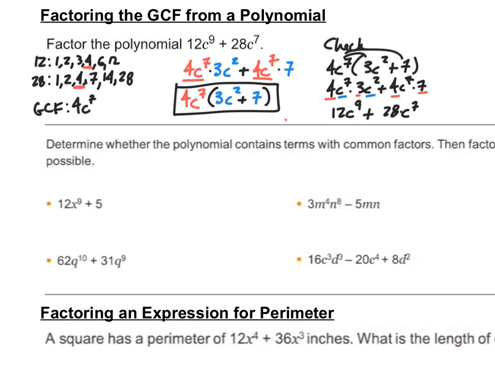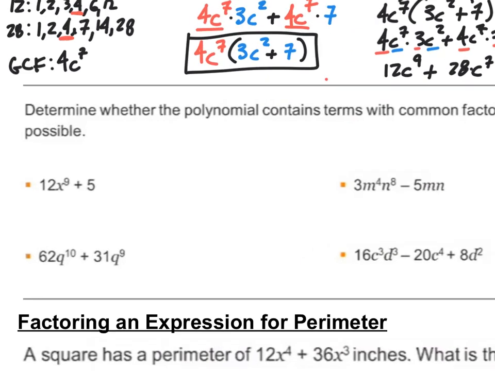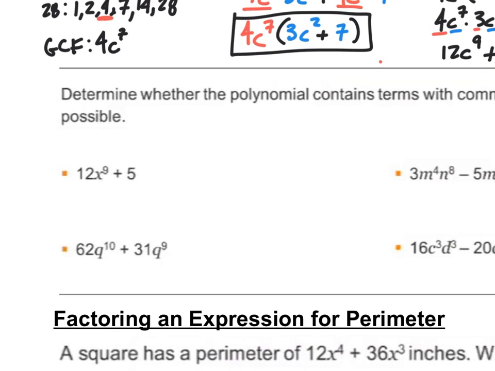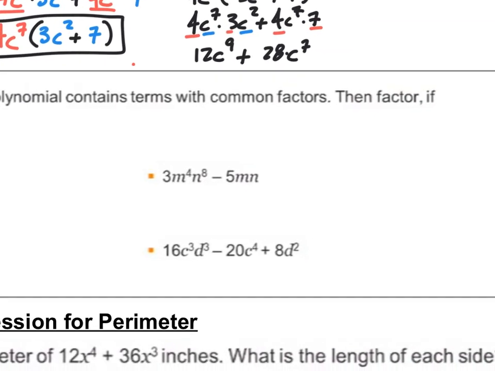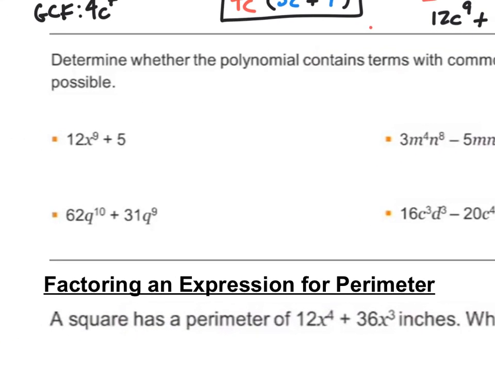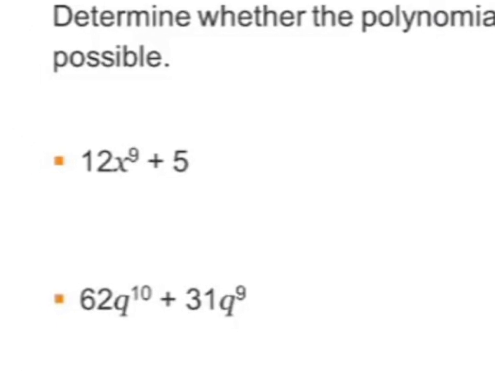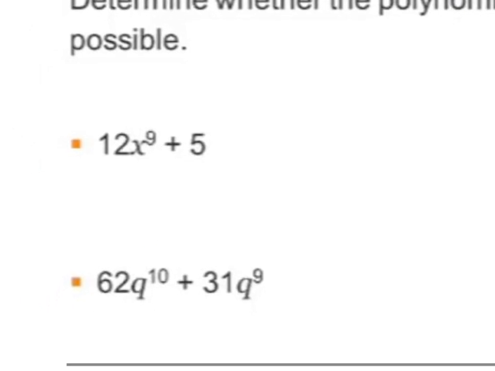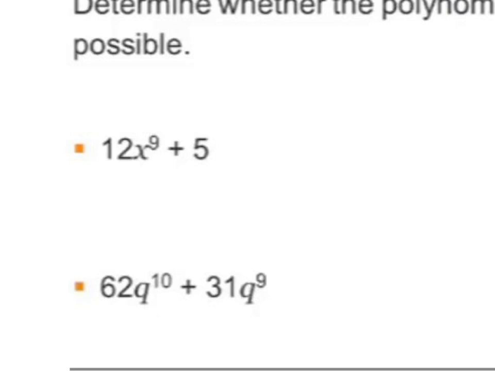Okay, so on these, let's just take a look at some of these where it says, okay, determine whether the polynomial contains terms with no common factors, then factor it if you can, okay? So on this, and these are kind of interesting. You've, on this first one, you've got 12 times x to the 9th plus 5. Okay, if I look at 12 and 5, 5 is a prime number, okay? Meaning it's only divisible by 5 and 1. So, does 5 go into 12? And the answer is no.